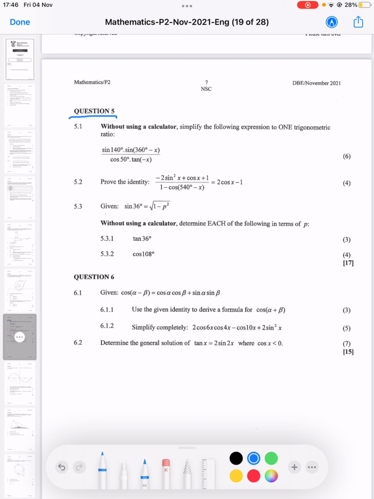So the first question being 5.1, they say without using a calculator, simplify the following expression to one trigonometric ratio. Very much important, ladies and gentlemen. So "one trigonometric ratio" is an instruction given to you in terms of how your final answer should look. Without you knowing what a trigonometric ratio is, it becomes a problem. So we talk about cos, sine, and tan. These are the trigonometric ratios that your final answer should have.